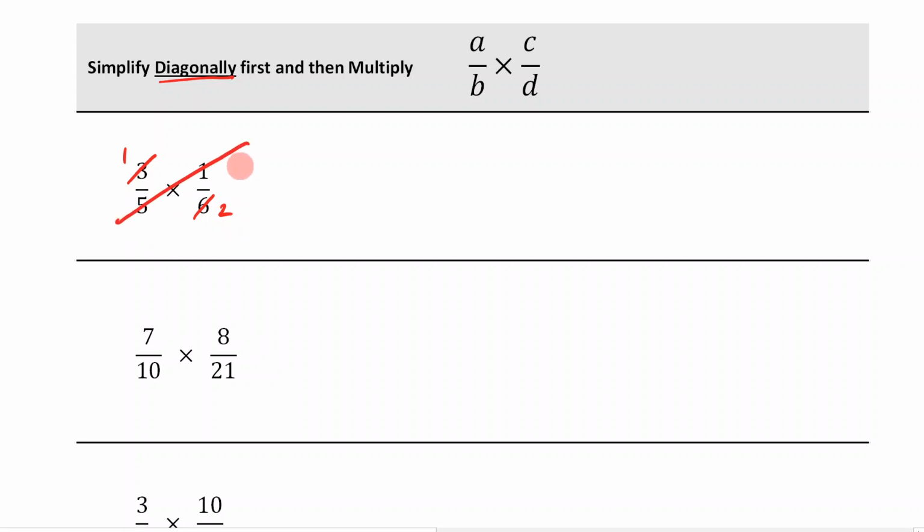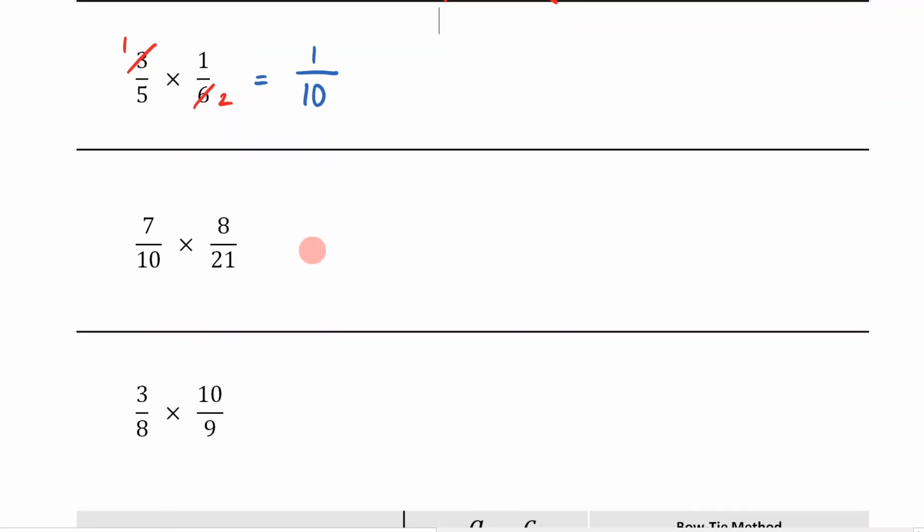Now, 1 and 5 don't simplify, so I just leave that. But now I can answer this question. I can go 1 times 1 is 1, 5 times 2 is 10. So this is pretty cool. Let's come up here. I can simplify like this, diagonally, which I think is pretty cool. So let's keep on going here. We have 7 and 10 times 8 and 21. So you might like to pause the video, try to simplify diagonally. Pause it and give it a go.